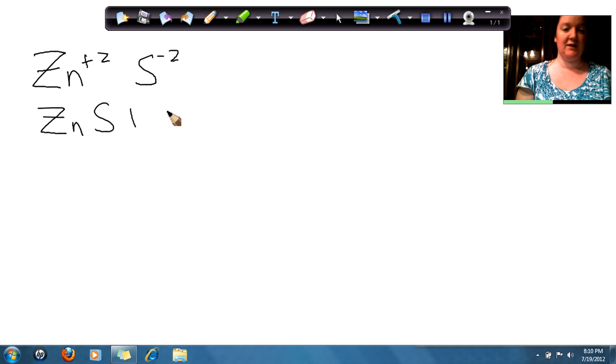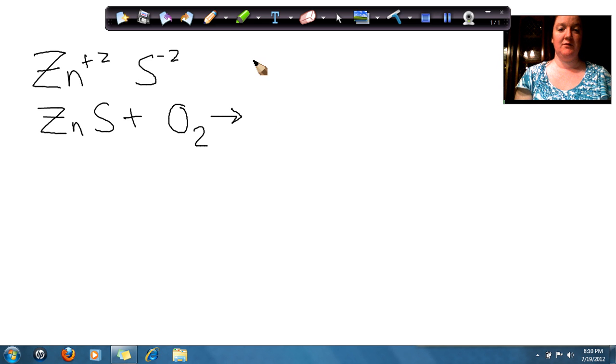And it's reacting with oxygen, which is O2. Remember, oxygen is your diatomic molecule, so it has to have a buddy. And that's going to make zinc oxide. We know that zinc, again, has a +2 charge. And we know oxide has a -2 charge. So when we put those two together, we're going to get Zn.